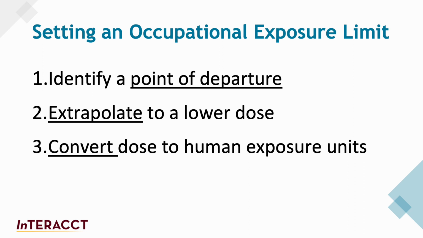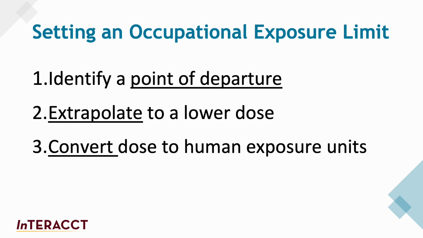The general process of setting an occupational exposure limit involves 3 primary steps. First, one must identify a point of departure, which is an exposure level associated with a health outcome of interest. This is usually obtained from a toxicological or epidemiologic study. Second, one must extrapolate the dose at this point of departure to a lower dose or exposure level that is expected to cause an acceptable level of risk of adverse health outcomes among workers. And third, depending upon the source of the point of departure, one may need to convert the extrapolated dose to units of the exposure limit.